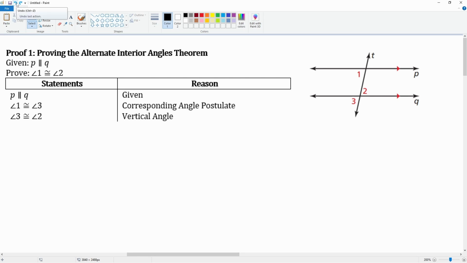Notice there's an angle 3 on both line 2 and line 3. So by using the transitive property, the angle 3 basically disappears, leaving me with angle 1 is congruent to angle 2 by the transitive property.